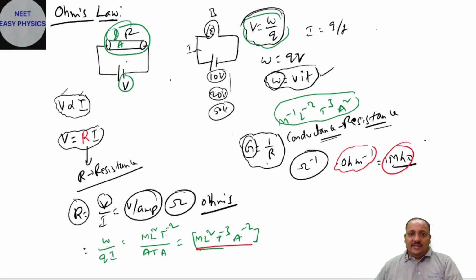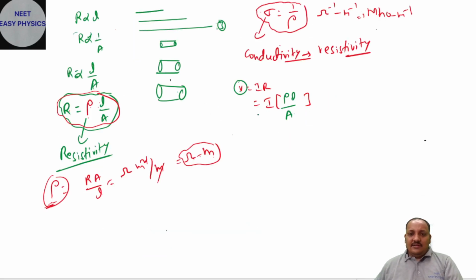From the V equals EL relation, what will you get? E is equal to V by L. Therefore, V is equal to EL. So if L gets cancelled, E is equal to I into rho by A. So what is I by A we came to know? I by A is nothing but J. So E is equal to rho J.